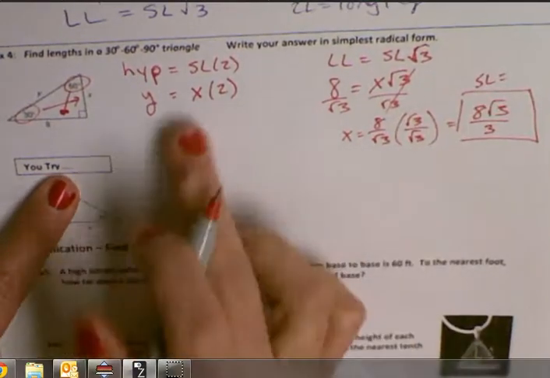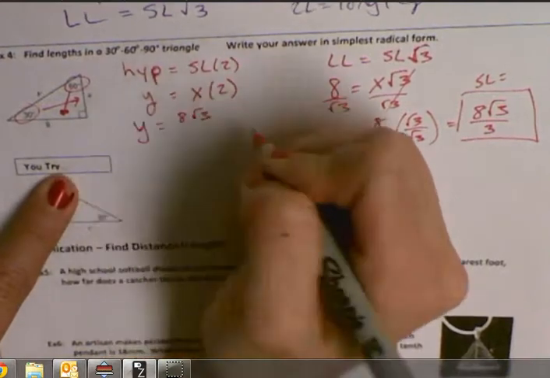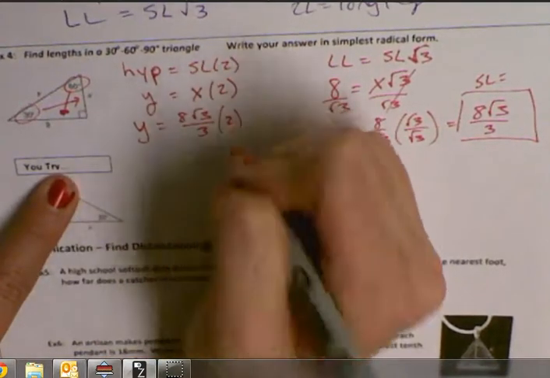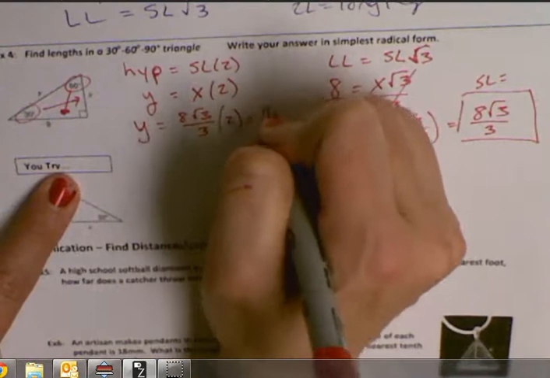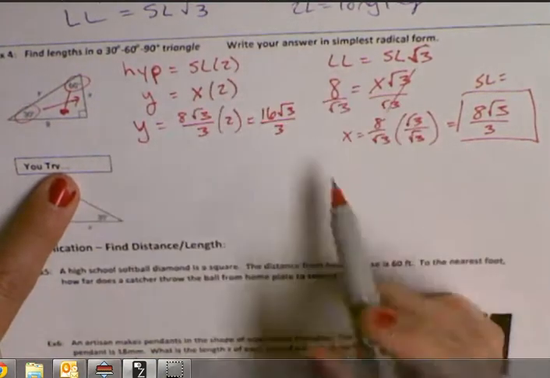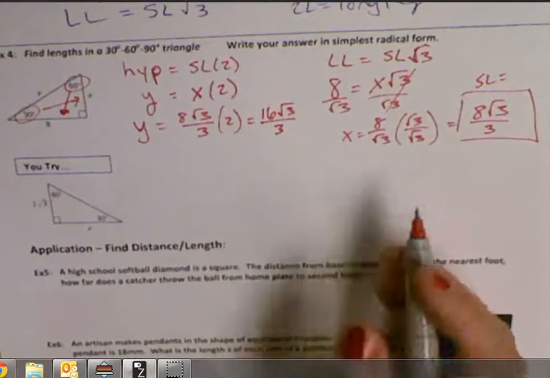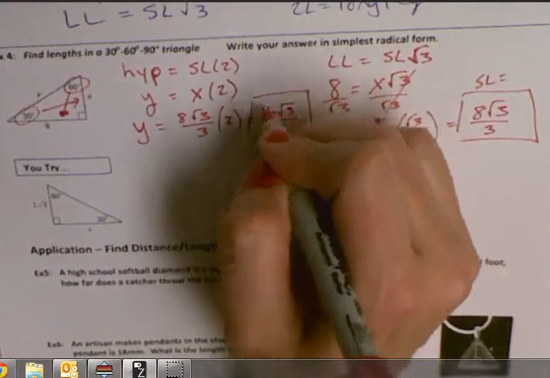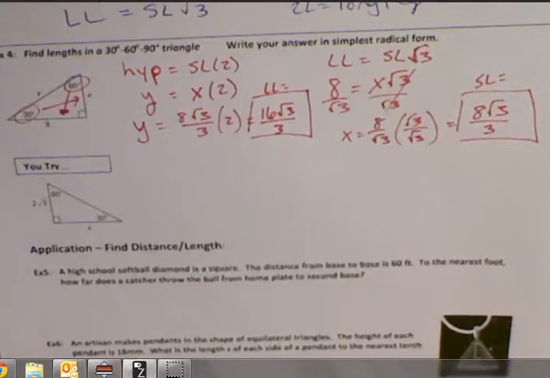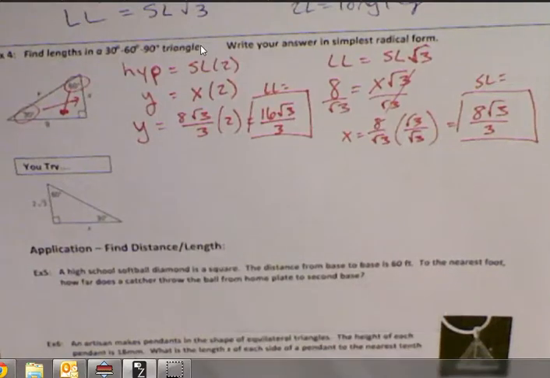So now that I know what x is, I'm just going to substitute it in. Y is equal to 8 rad 3 over 3 times 2, which is equal to 16 rad 3 over 3. I would check and see if I could simplify 16/3, and I cannot, so I will leave my long leg equals 16 rad 3 over 3. Okay, pause your video and try the next one, and then check your answer.